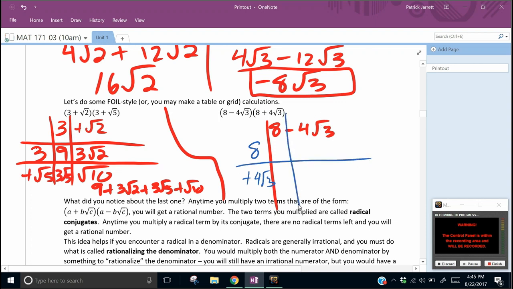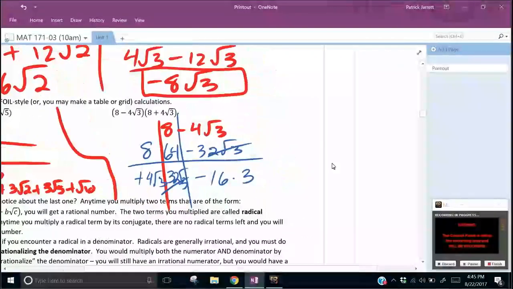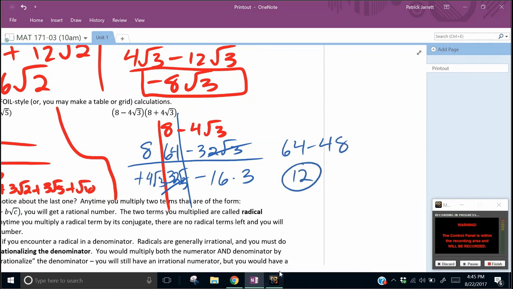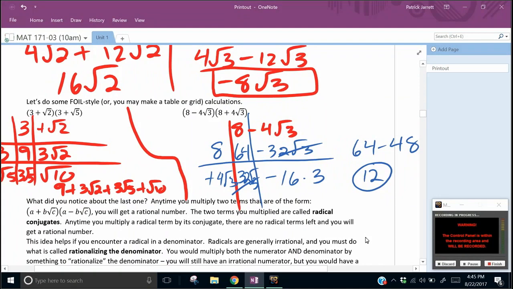So, 8 times 8 is 64. 8 times 4 root 3 is going to be 32 root 3. You have negative 32 root 3, which the nice thing is that's actually going to end up canceling. Now, you'll have negative 16 times 3 here. Now, this will cancel, so basically you'll be left with 64 minus 48, or simply 12. So, the last one here, when you multiply two terms that are of that form, you're going to get a nice rational number. They're called radical conjugates.